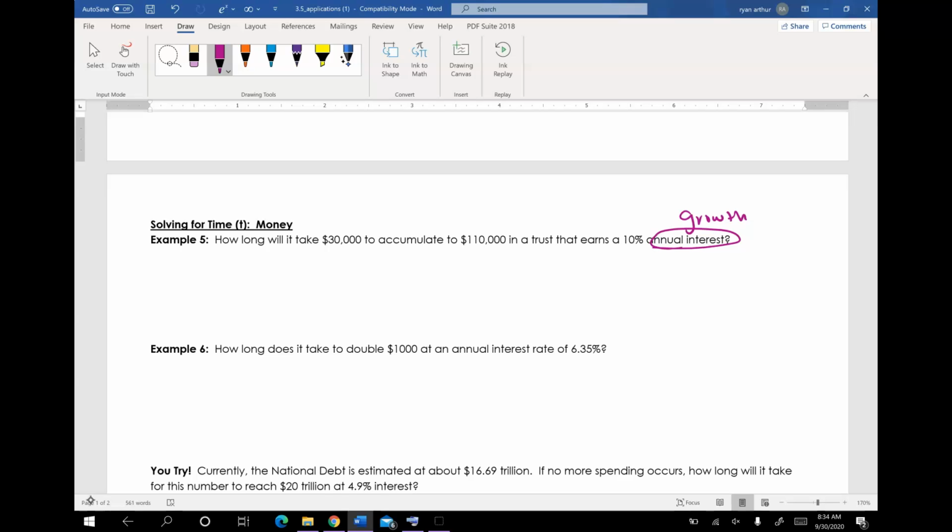All right, so I need to figure out what these are. So how long will it take 30,000 to accumulate to that? So I'm going to go from this to that. So that means this is my starting and this is my final. Okay, 10% is just 0.10 for your R. Okay, and I'm missing my T. So we're going to say this is equal to 30,000. It's growing because we want the money to grow, so it's 1 plus 0.10 to the T. Line 1, line 2, solve for that T.